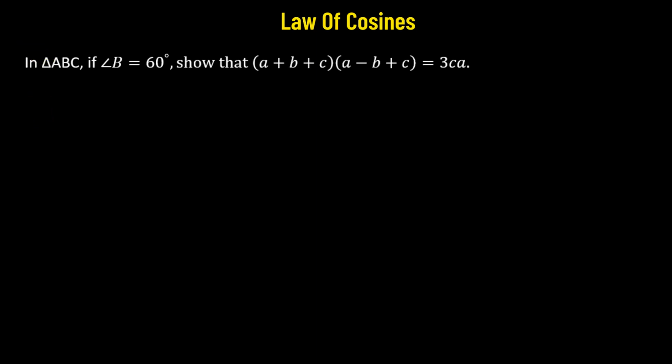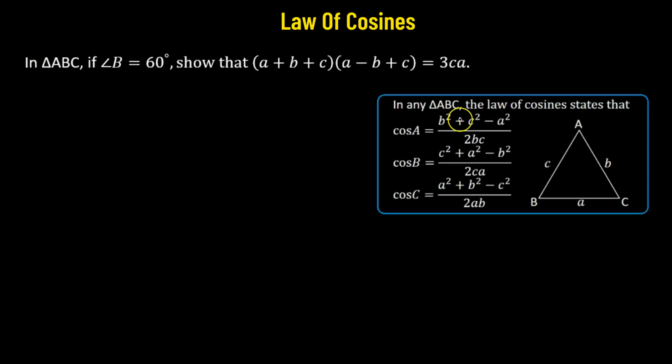So let's first specify the Law of Cosines. Here we have a triangle ABC. Now the sides opposite to angles A, B and C are represented by the letters a, b and c in lowercase, respectively. Then cosine of A, cosine of B and cosine of C will be defined by their respective sides as given in the particular format.